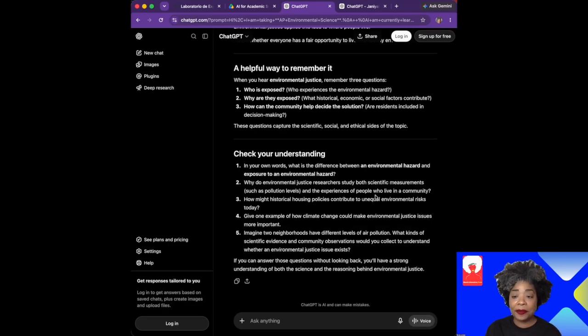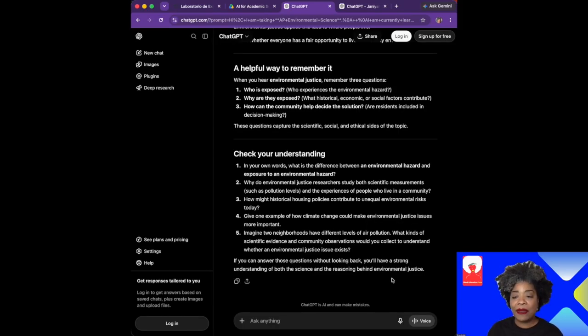Check your understanding. And so she provides five questions that you can try answering. In your own words, what is the difference between an environmental hazard and exposure to an environmental hazard? Why do environmental justice researchers study both scientific measurements, such as pollution levels, and the experiences of people who live in a community? How might historical housing policies contribute to unequal environmental risk today?